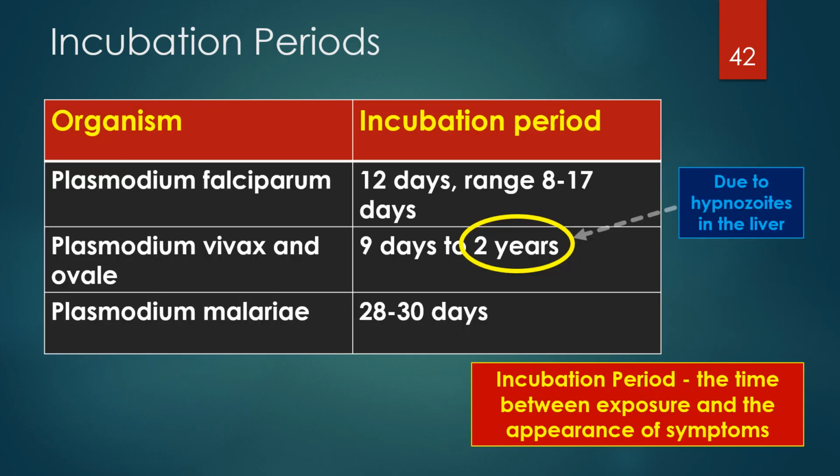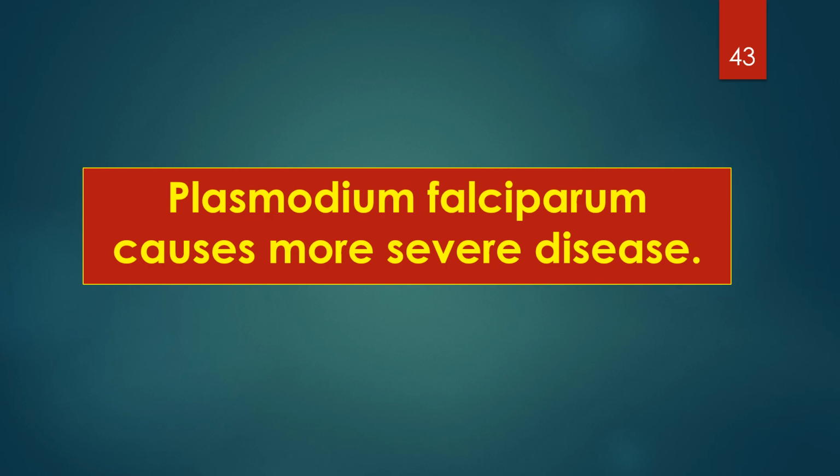The incubation period is the time between exposure to an infection and the appearance of the first symptoms. This table lists the incubation periods for Plasmodium falciparum, vivax, ovale, and malariae. The incubation period for falciparum is generally 12 days, with a range from 8 to 17 days. For vivax and ovale, it's 9 days to 2 years due to the latency of hypnozoites in the liver. The incubation period for malariae is 28 to 30 days. Plasmodium falciparum causes more severe disease than Plasmodium vivax, ovale, and malariae.